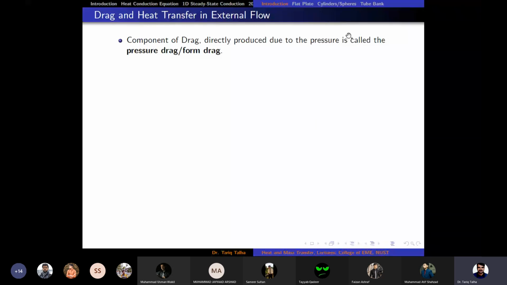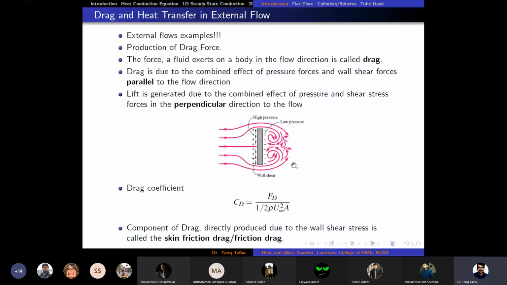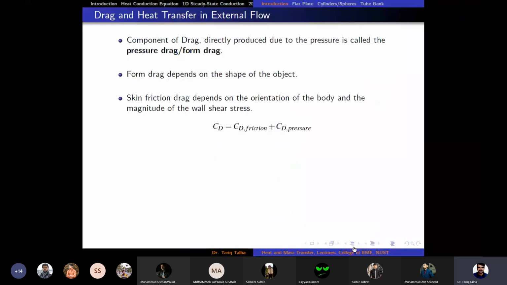Here it should be pressure difference, which is called the pressure drag, or we also call it the form drag. It means that it depends upon the geometry and orientation of the body. If it is perpendicular to the flow and the frontal area is more, then there would be more pressure drag. So form drag depends on the shape of the object, whether it is a bluff body. If it is a streamlined body, then the pressure drag would be minimal.